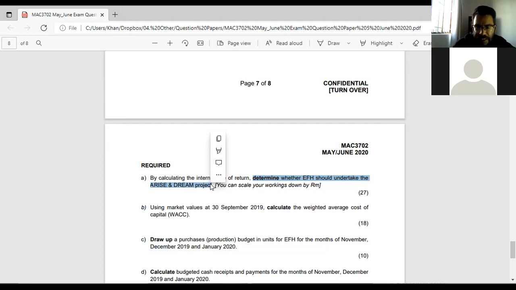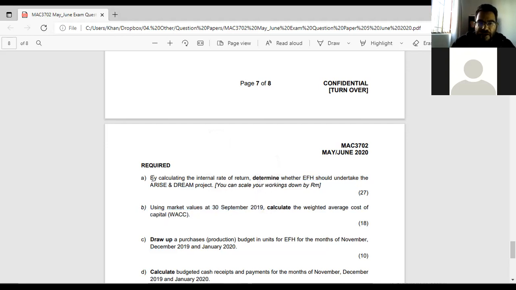Okay, so when it comes to capital budgeting, when it comes to WACC, when it comes to valuations, you need a reference point. A reference point means you need a date to work with. So you look at part B. Part B says, using market values as at 30th September 2019, calculate WACC. So they're giving you a reference point for what date you need to use to calculate WACC.